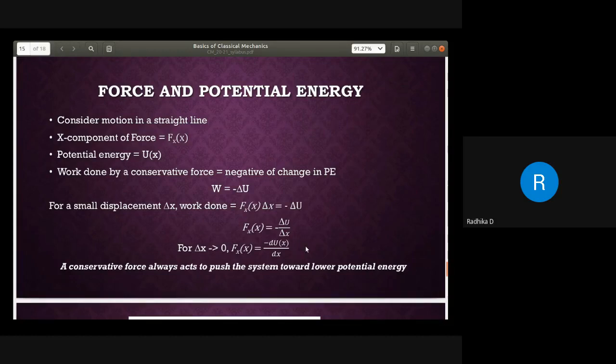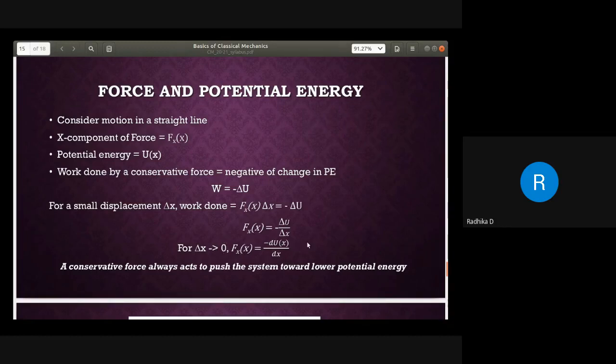If you remember the initial maths classes on differentiation, this is how you get a differential form. You had something in delta, and then you said that the denominator value tends to 0, then you make it as d, right? Differential. So minus dU by dx, dU of x by dx. So force Fx of x, that is the x component of force, is equal to negative differential of the potential energy in the x direction. So this is only x direction.